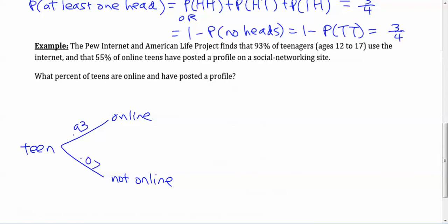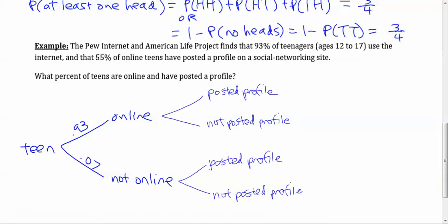Now, then there's another thing, that they have posted a profile. So if they're online, they could have posted a profile or not posted a profile. It says 55% of the online teens have posted a profile, so that's going to be 55%, which means 45% have not.